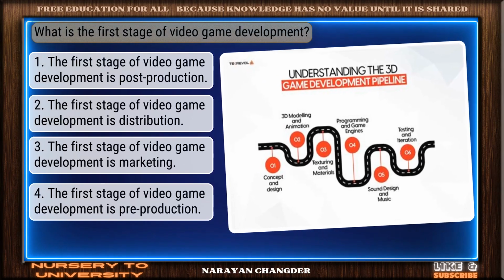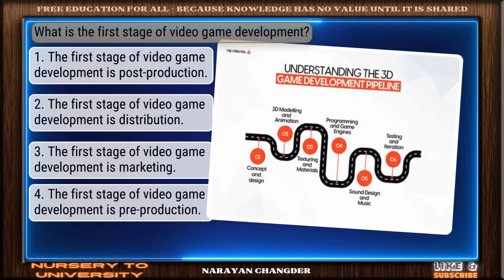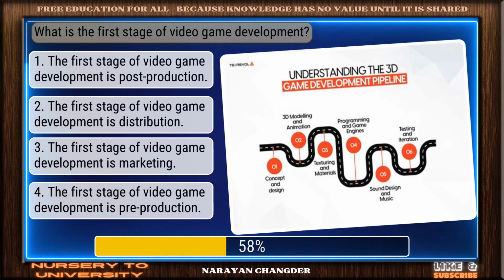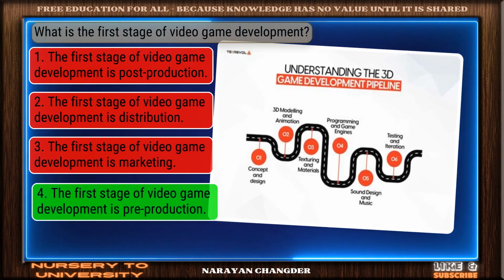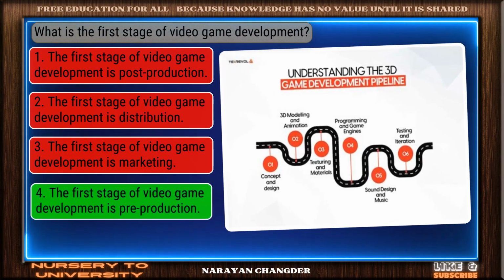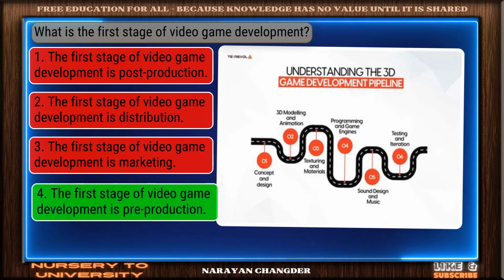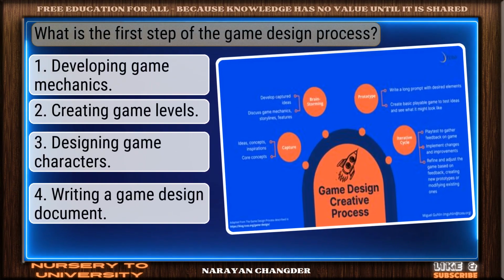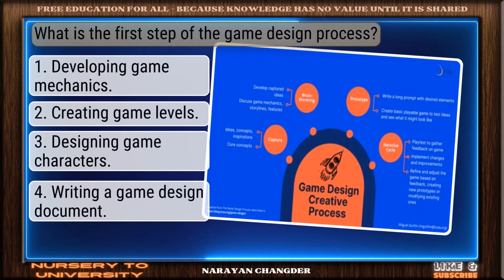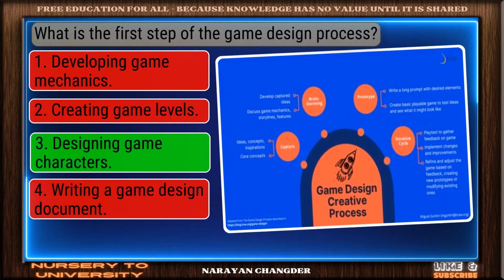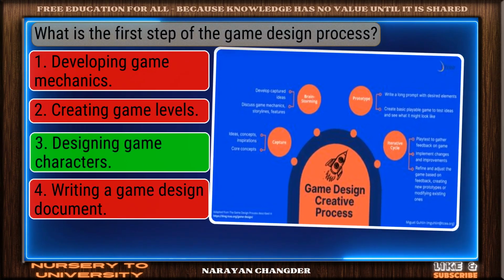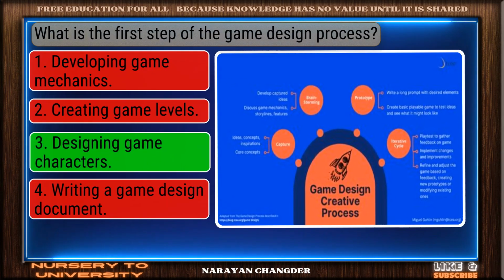Question number 11. What is the first stage of video game development? Clear logic. Your choice, pre-production, is sound and 100% true. Question number 12. What is the first step of the game design process? Well done. Designing game characters is the right choice.